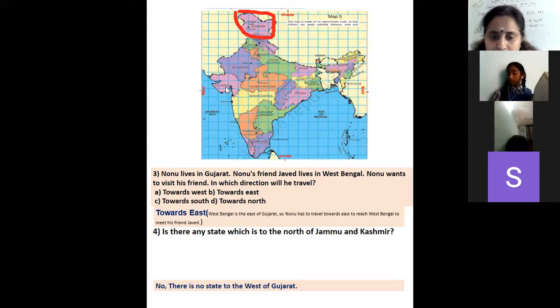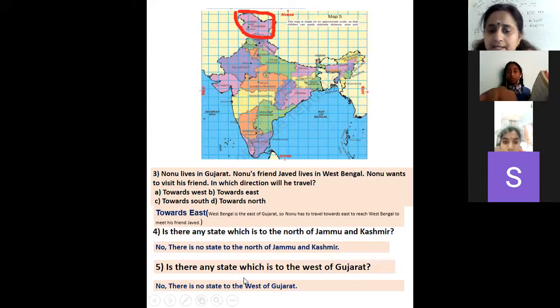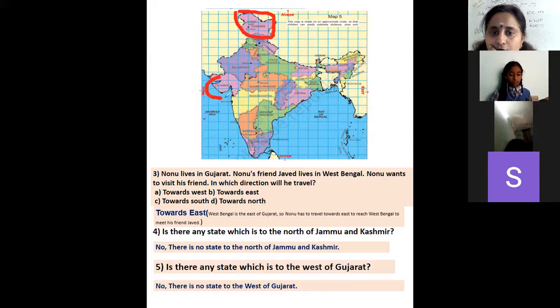One more question. Is there any state to the west of Gujarat? Where is Gujarat? No, ma'am. West of Gujarat we also don't have any. In the north of Jammu Kashmir and west of Gujarat we don't have any states. Okay, very good.